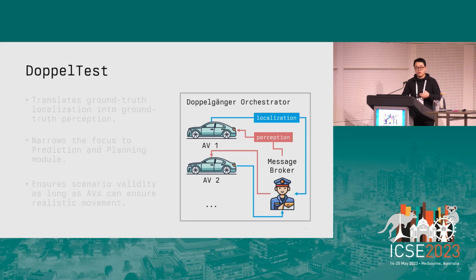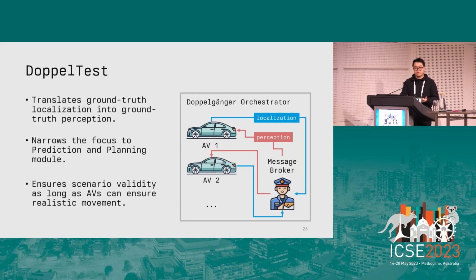So in other words, the message broker does the translation of the ground truth localization into ground truth perception. And by doing this, we narrow down our focus to the prediction and the planning module. So whenever a violation happens, we know the bug is in either of these modules. The orchestrator also ensures the scenario validity as long as the AVs themselves can ensure realistic movements.